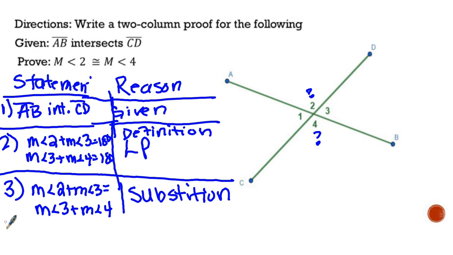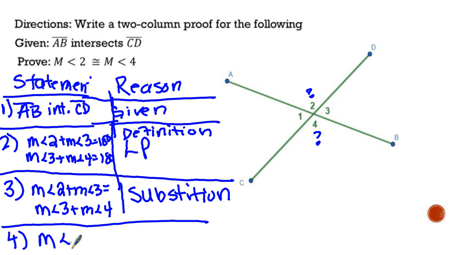All right, so number 4 would be, if you look at the one before, they both have 3 in common, so we can scratch those out. So we can say the measure of angle 2 is equal to the measure of angle 4. And that's reasoning is just simply the subtraction property of equality.